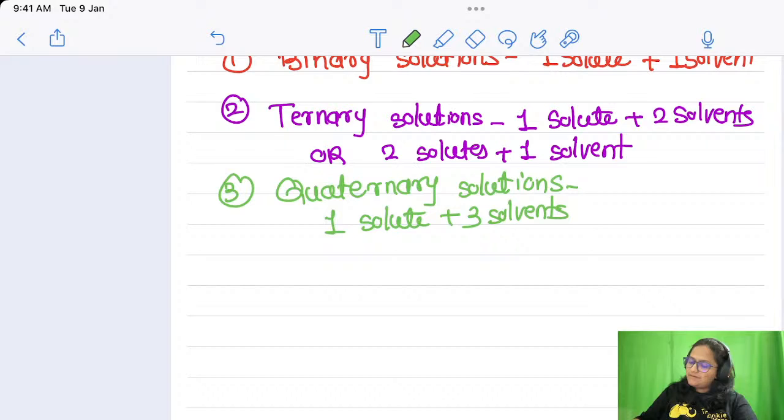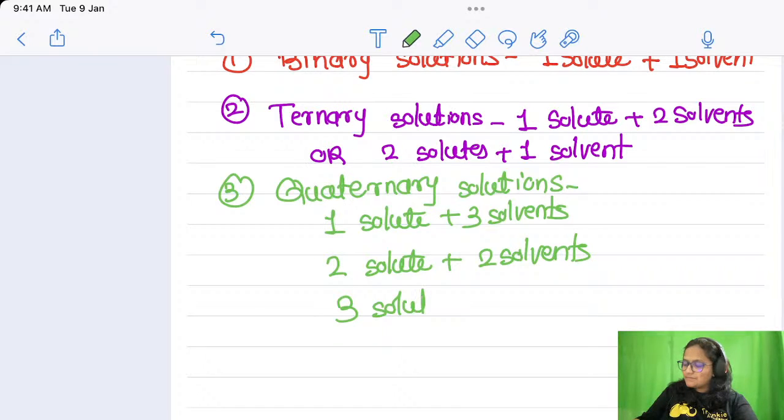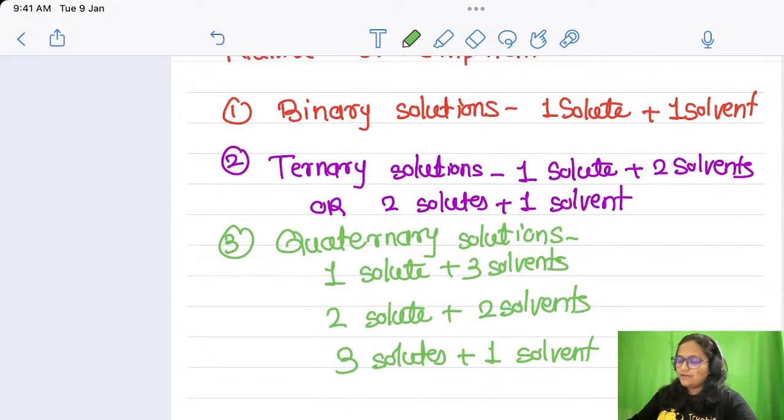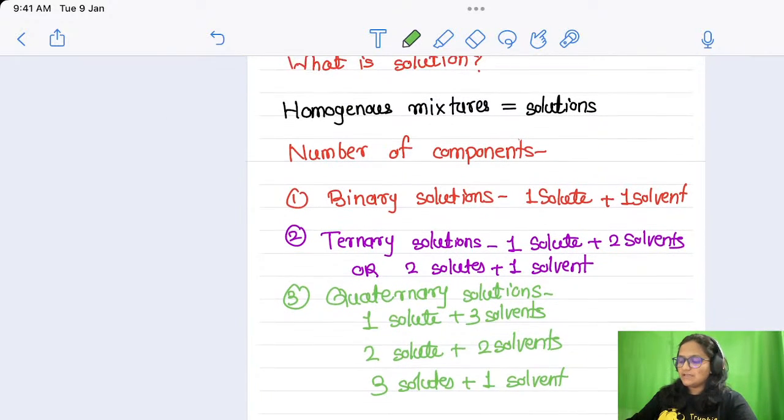then 2 solutes plus 2 solvents, then 3 solutes plus 1 solvent, like this, right? So we can have these many combinations here. So this is the classification of the solution based on the number of components present in it, right?